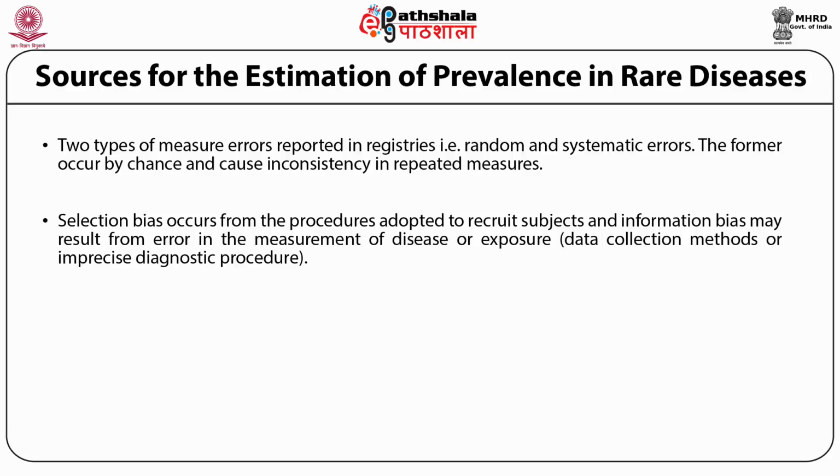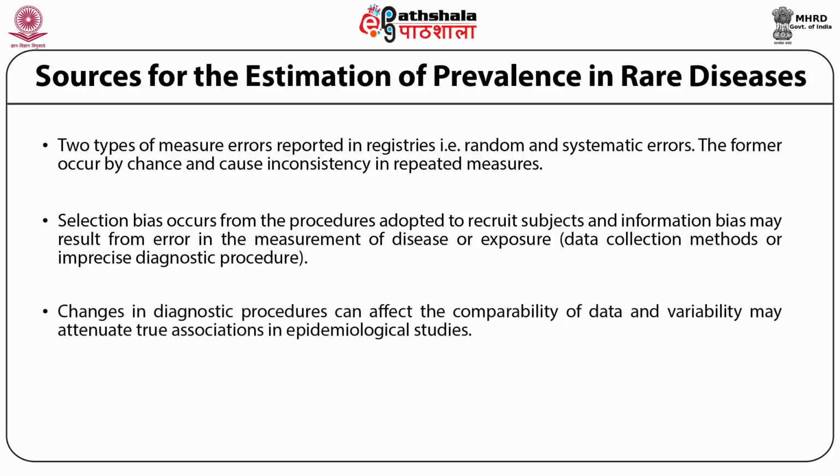Misclassification can cause inaccuracies or variation in methods of data acquiring or case exposure definitions. Changes in diagnostic procedure can affect the comparability of data, and variability may attenuate true associations in epidemiological studies. Passive or active surveillance methods are used to collect the data. In passive, the data is passed to the person for entry into the registry, and in active surveillance, the person involved in maintaining registries collects the data by phone calls, emails, visiting doctors and hospitals.